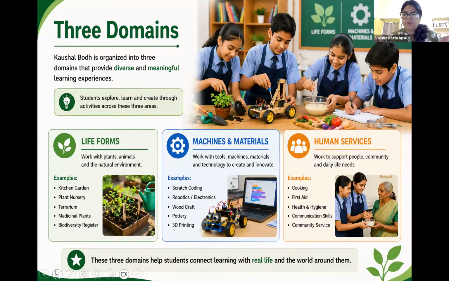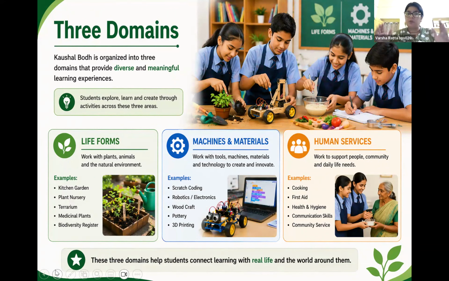So it has been divided into 3 domains, and these domains are meaningful, and they actually create a diverse learning experience for the children. So the students explore and learn through activities across all these three areas. एक साल में आपने 3 projects करवाने हैं and one of each, right? You cannot take 2 of each. One of each is important so that ये जो पूरा जो हमने create किया है has to be given in a balanced manner to the child, right?